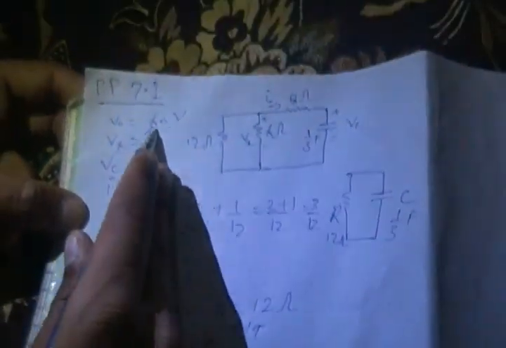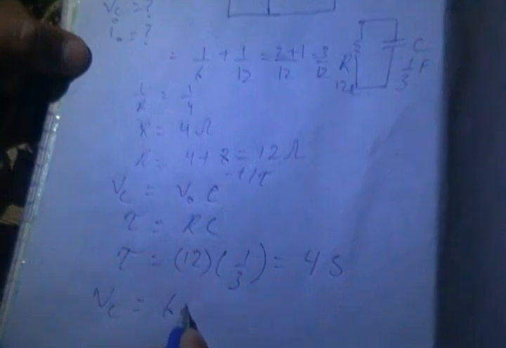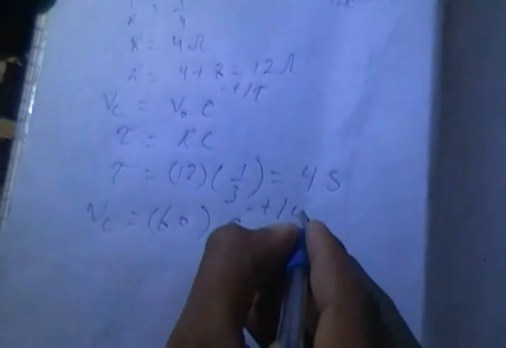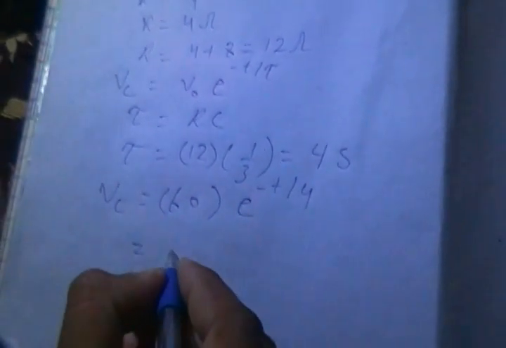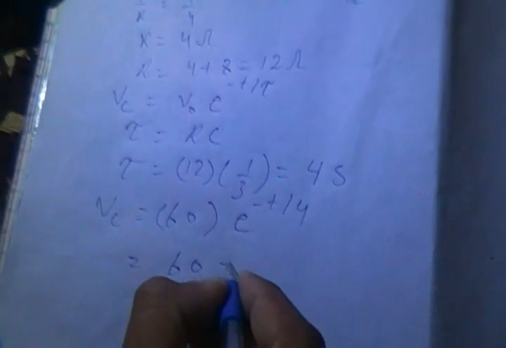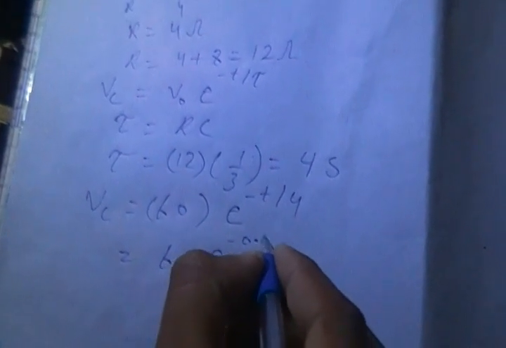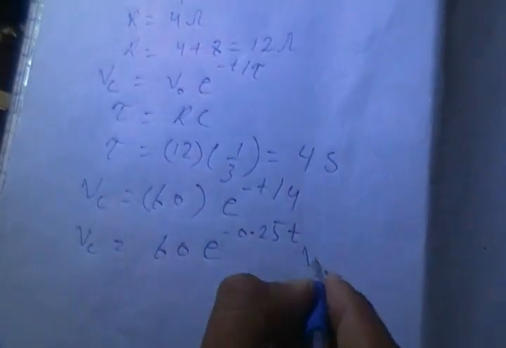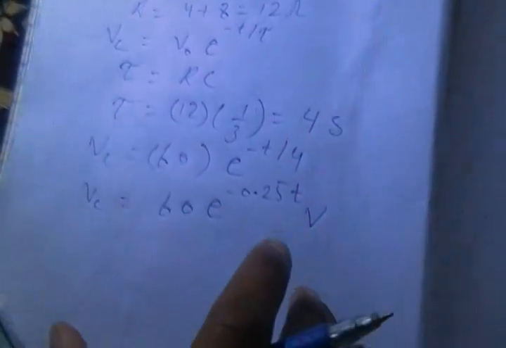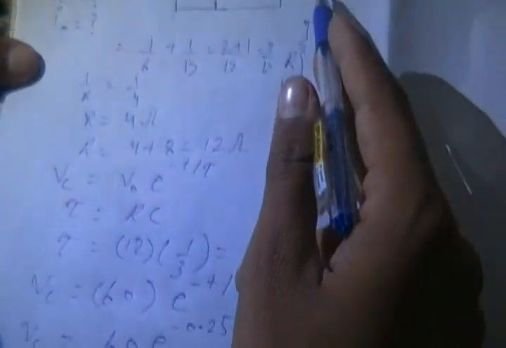So Vc equals V naught, which is given as 60 volt. Put this here: 60 e to the minus t over 4. This is the tau. 60 e to the minus 0.25 t volts. So this is the voltage of the capacitor Vc.